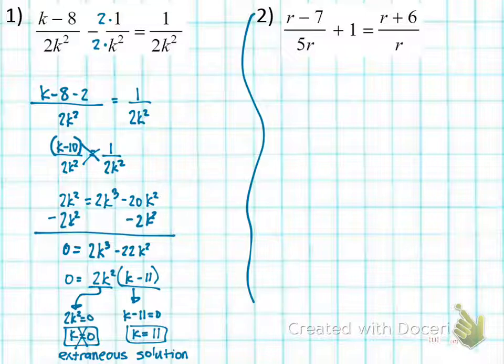We use the zero product property. k is equal to 0 and k is equal to 11. Thinking back to the beginning, k is equal to 11 is your final answer. Okay. Looking at number 2 again.